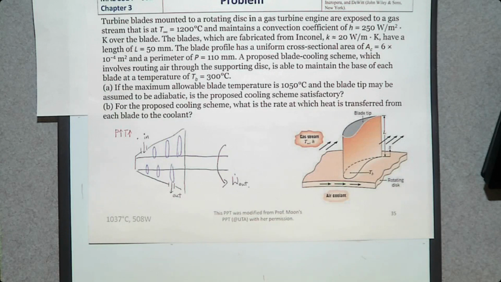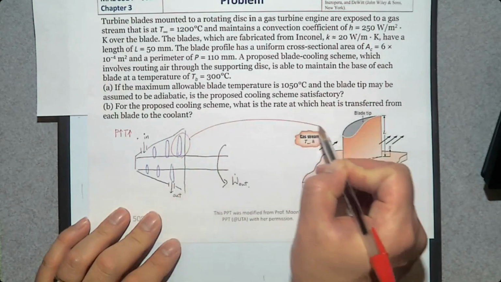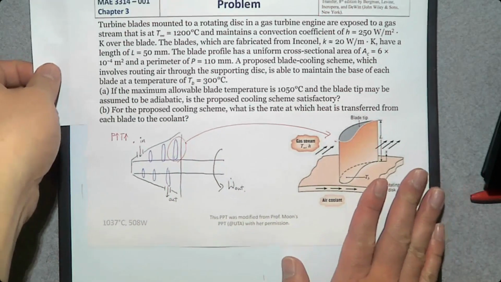And each turbine blade is this one. Okay? So we can use a fin analysis to determine the rate of heat transfer from each single blade. That's what we are going to do. Okay.